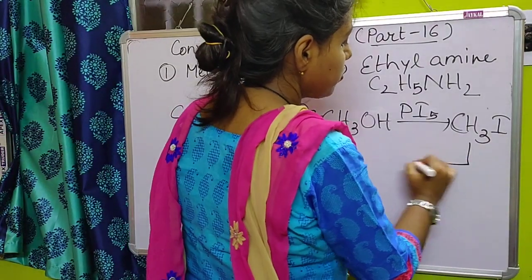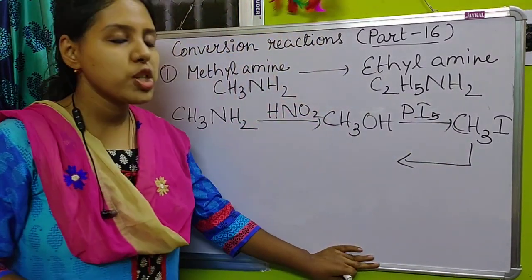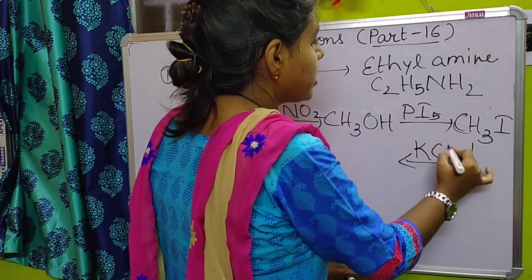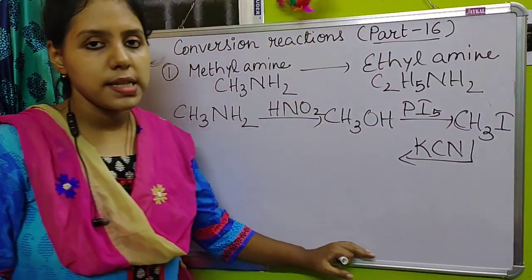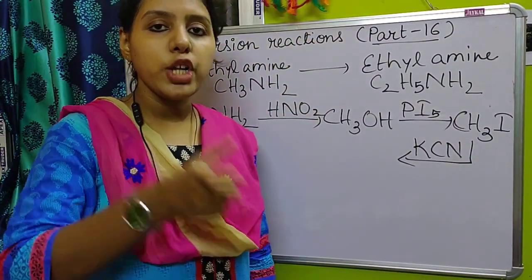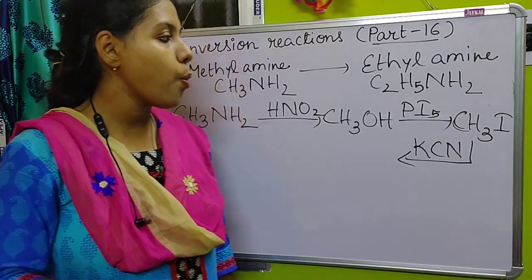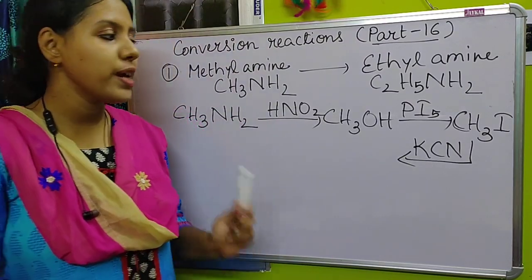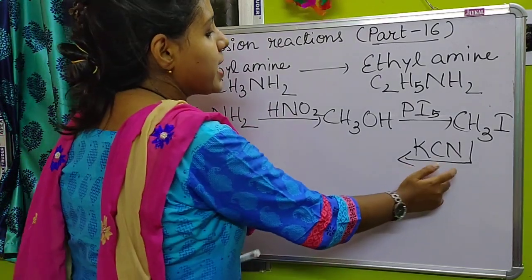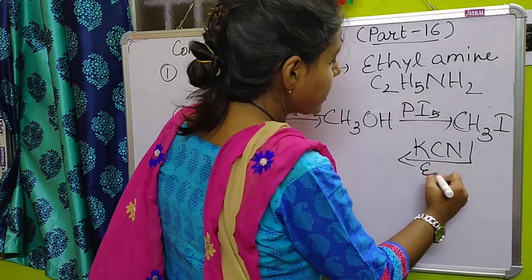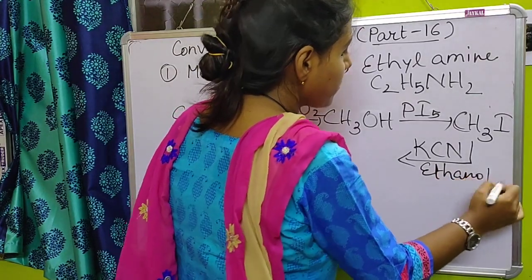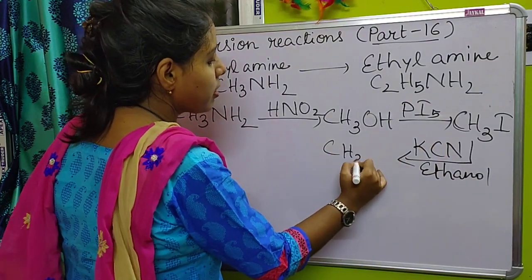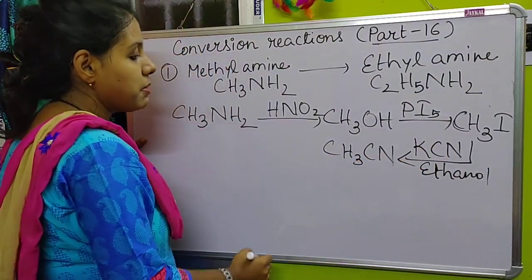Next, the step by which we could increase the number of carbons is adding the cyano group, CN. C means cyano, which already contains one carbon. So if you want to increase one carbon atom, this is the step. By adding KCN in ethanolic solution, the iodide will be replaced by cyanide, making CH3CN, methyl cyanide.